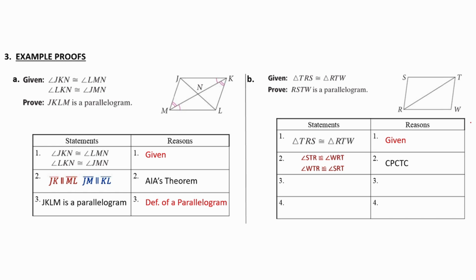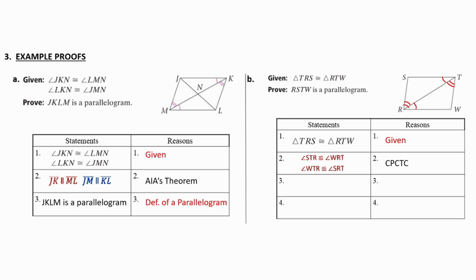The next thing that we can say is by corresponding parts of congruent triangles being congruent, we have a few angles that are congruent. So STR, that's this angle up top here, is going to be congruent to WRT, which is this angle down here. And then we also have that WTR, which we'll mark with two arcs this time, is congruent to angle SRT. So S, then R, then T, so the vertex is at R.